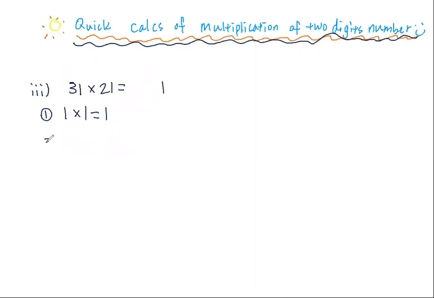Then we use 3 multiplied by 2, so we could get 6. This time the 6 is the front part of the final answer. And then we use 3 plus 2 equal to 5. So we put the 5 in the middle of the answer. So the final answer of the third example is 651. So let's look at the last example for today's topic.